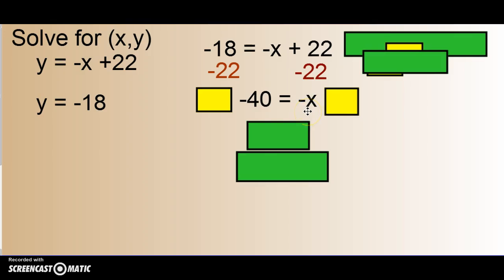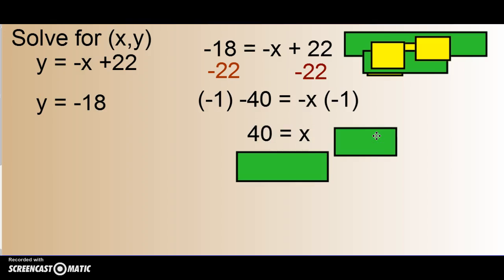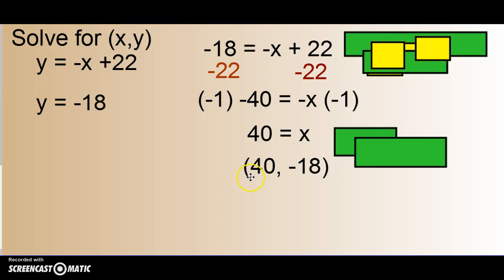Now remember, we can't leave x negative, so we'll just multiply it times the negative 1. The two negatives make x be positive, but if you multiply this side times negative 1, you need to multiply this side times negative 1, and so we find that x is 40. And then your final step is to create your x and your y to be one coordinate. And so we have 40 for x and negative 18, which they just gave us, for y.